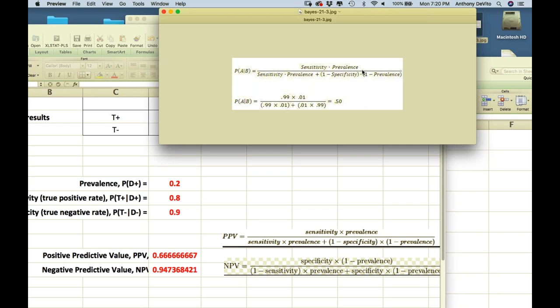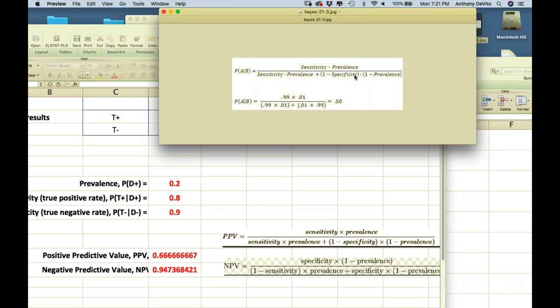8% is the percentage of the population that tests positive and has the disease. Those are our true positives. Down on the bottom, we have 8% as well, the same thing, our true positives. So now we need to add our false positives to our true positives.